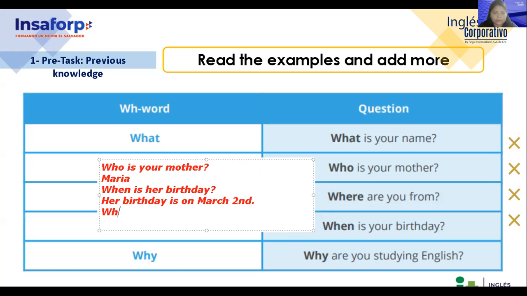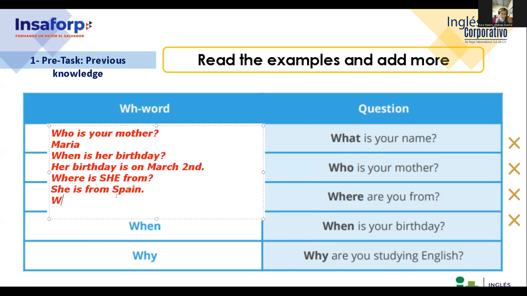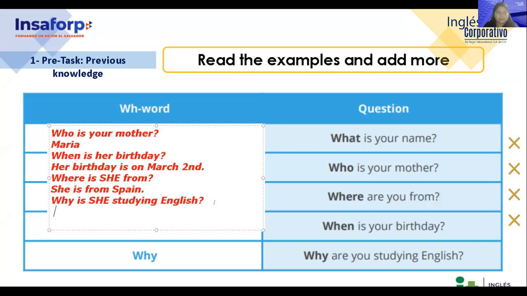La otra pregunta sería, where is she from? ¿De dónde es ella? She's from Spain. Y la otra pregunta, ¿cómo nos quedaría? Why is she study English? Excellent. Why is she studying English? Y ahí tenemos ya nuestras preguntas con otro sujeto, ¿verdad? Para describir las actividades de alguien más. ¿Cuándo es su cumpleaños? ¿De dónde es ella? ¿Por qué está estudiando inglés?